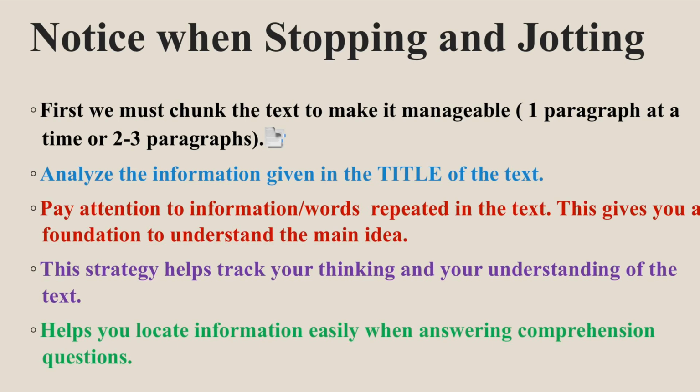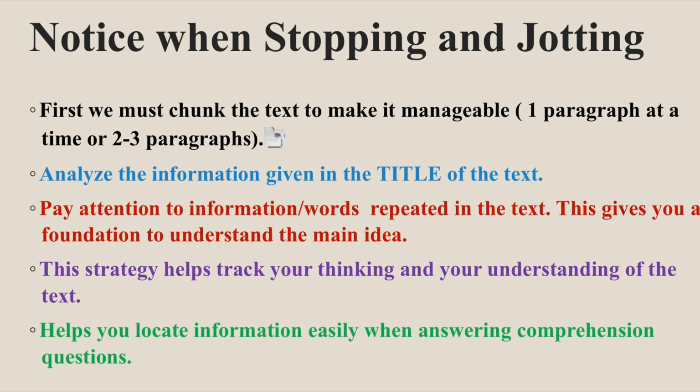We want to analyze the information given in the title of the text. It gives us clues. Also take a look at images or pictures. We want to pay attention to words that repeat themselves. This gives you a foundation to understand the main idea. This strategy helps track our thinking and our understanding of the text. It helps us locate information easily when answering comprehension questions or when trying to find evidence when we answer questions.